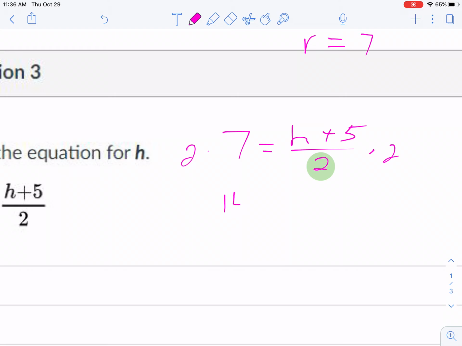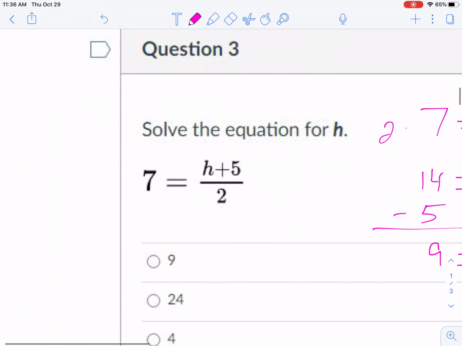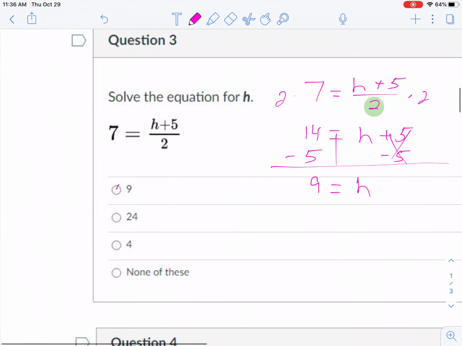2 times 7 is 14. And then the 2's cancel. H plus 5 drops down. And to get rid of plus 5, I would subtract 5 on both sides. 14 minus 5 is 9. Equal sign drops down. H drops down. The 5's cancel. So on Canvas, I would select 9.